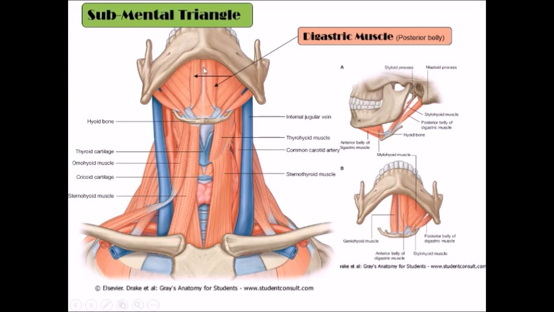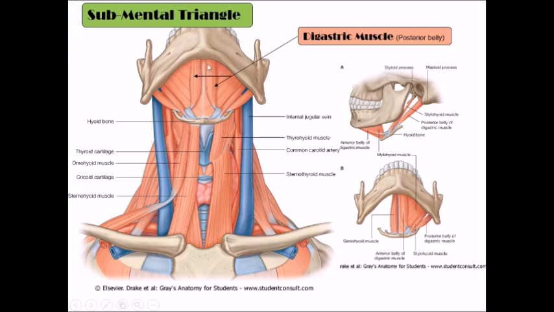One is the digastric muscle, which belly? Here it has been mistakenly written as posterior belly. It should be the anterior belly. So this is the anterior belly of the digastric. Please correct this one. This is the anterior belly of the digastric here.